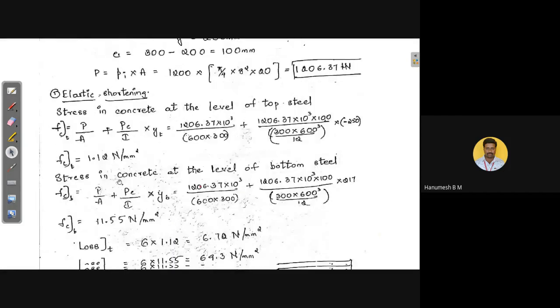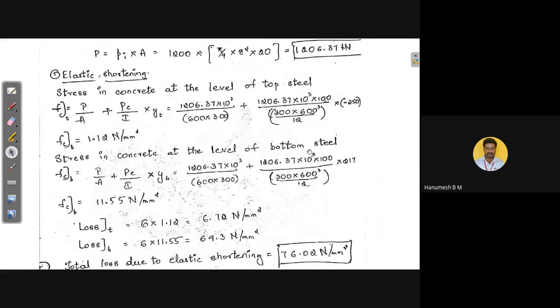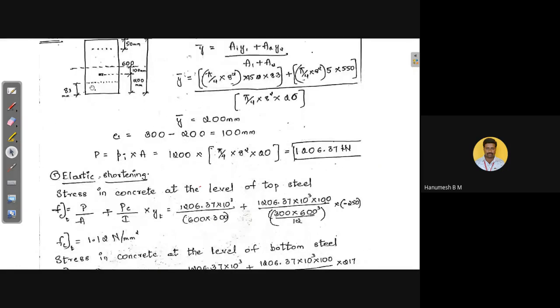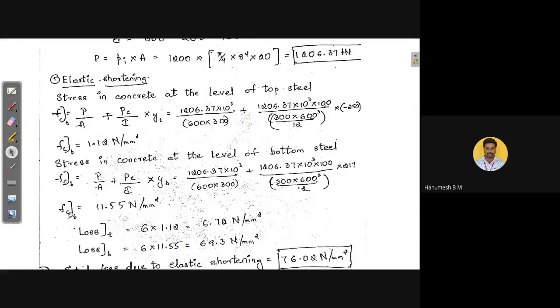In the same way, we need to calculate stress in concrete at the level of bottom steel, FC at bottom steel, which is equal to P by A plus P into E divided by I into YB. ಇಲ್ಲಿ ಏನು ಚೇಂಜ್ ಆಗುತ್ತೆ? YB ಡಿಸ್ಟೆನ್ಸ್ ಚೇಂಜ್ ಆಗುತ್ತೆ. YB ಡಿಸ್ಟೆನ್ಸ್ ಏನಾಗುತ್ತೆ? ಟೋಟಲ್ 300 ಇದೆ. 300 ಅಲ್ಲಿ 83 ಸಬ್ಟ್ರಾಕ್ಟ್ ಮಾಡಿದ್ವಿ ಅಂದ್ರೆ ಎಷ್ಟಾಗುತ್ತೆ? 217 ಆಗುತ್ತೆ. It is the only change when compared with the previous step. 217 ನ ಬರೀಬೇಕು. On simplification, we get stress in concrete at the level of bottom steel as 11.55 Newton per mm square.